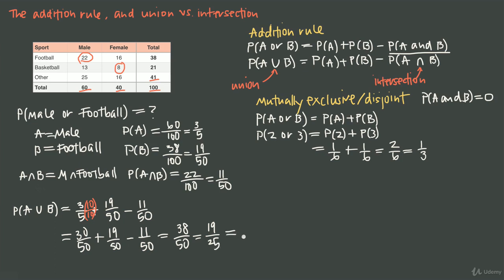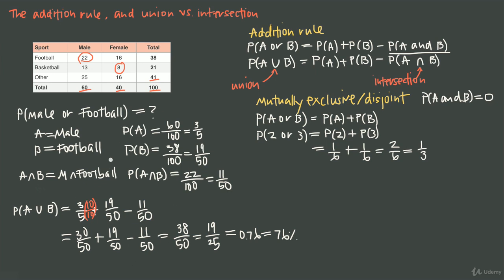If I convert that to a decimal, I get 0.76 or 76%. So there's a 76% chance that someone in my study is either male or prefers football. So 76 out of my 100 total participants are either going to be male or prefer football. They're going to meet one of those criteria.